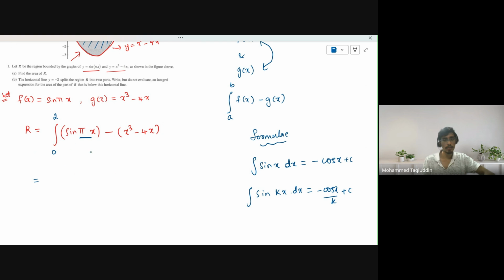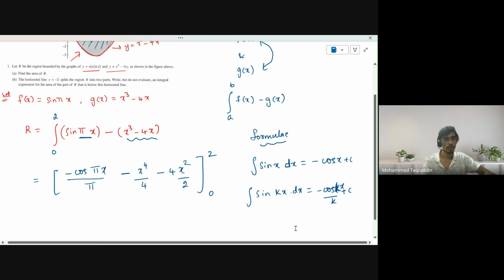Now I'm going to use that formula here. Integration of sine pi x, where I should write kx, would be minus cos pi x upon pi. Now minus, you can see integration of x cubed. Integration of x cubed is x to the power 4 upon 4, minus integration of 4x, 4 is just a constant, so x squared upon 2. I have to take it between 2 and 0, isn't it?